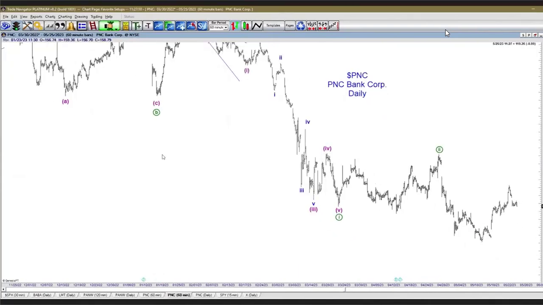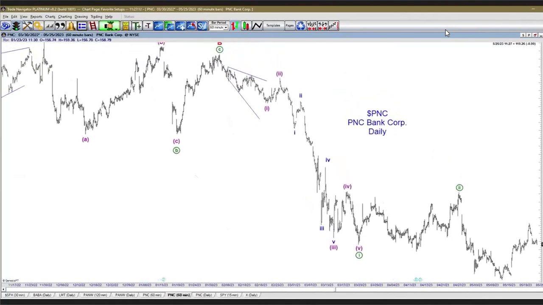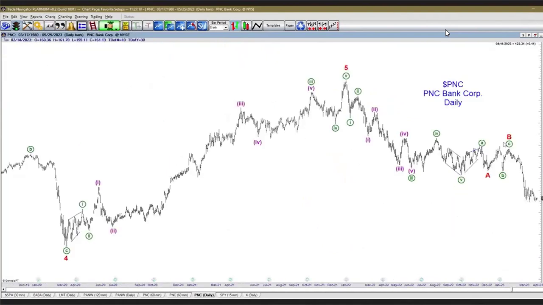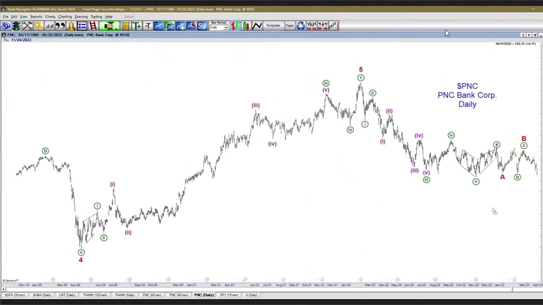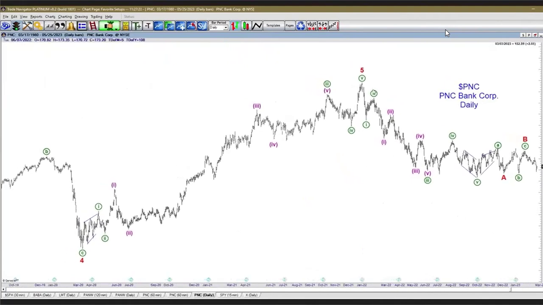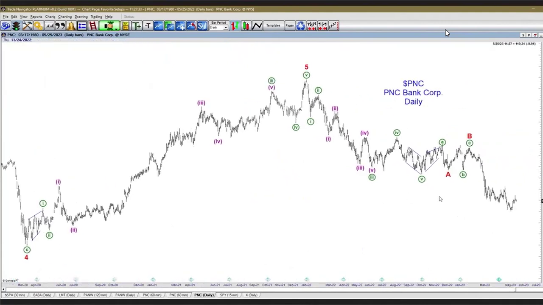So overall, PNC looks headed lower, but based on that daily chart setup, it was really a high confidence setup for a drop back towards this low right here. 5 up, A, B, and then go wave C down. The rough target for C equals A would be around 90, it looks like.